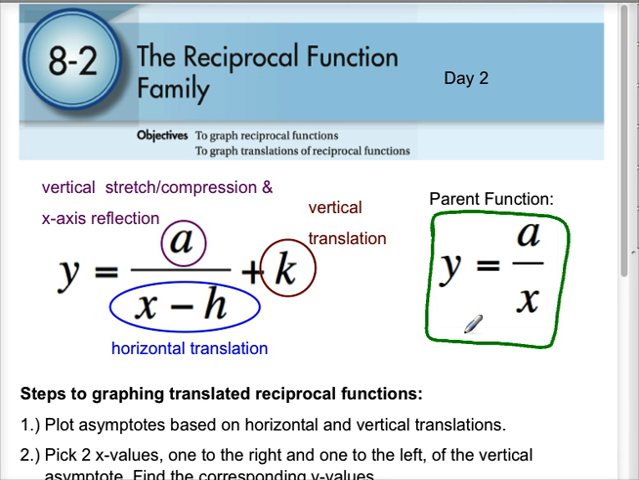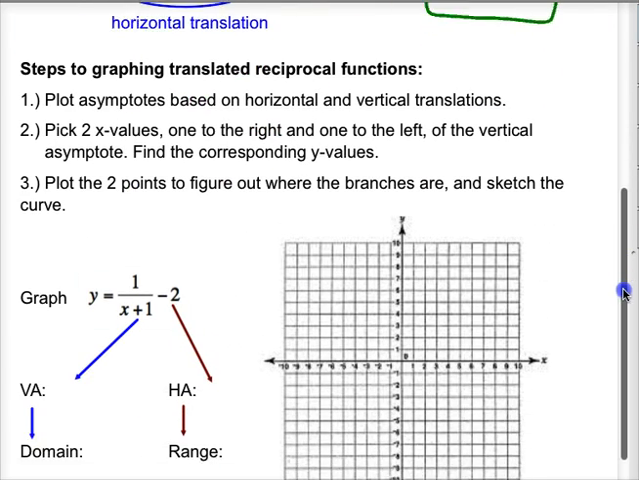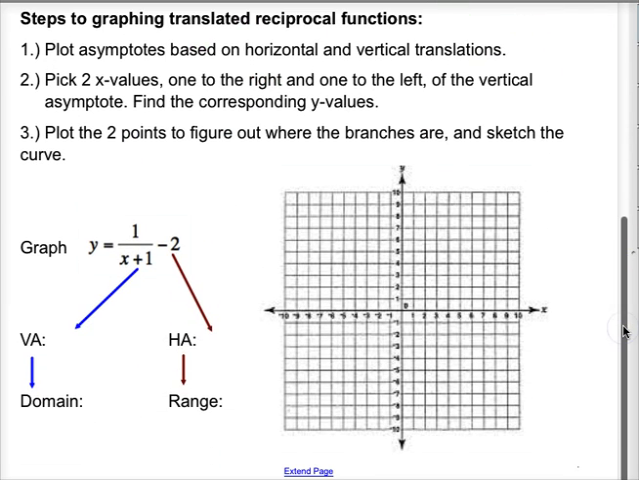And again, remember, x is always acting oppositely from what we'd expect, and k is always doing exactly what we expect, just moving it up and down. So when we're plotting these, the first thing we're going to do is plot our asymptotes, okay? Just like what we did yesterday.